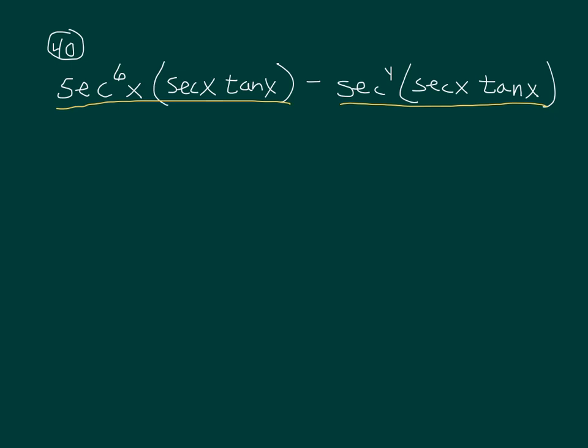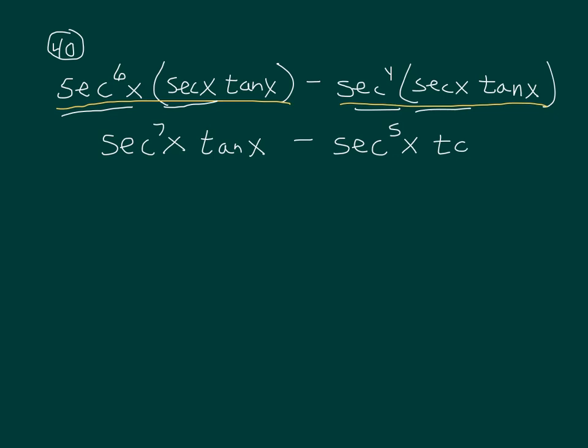So what I've just underlined here are all factors, and the commutative property allows us to rearrange those. So I can basically take my secant to the 6th times secant x. Like x times x is x squared, we can add those exponents together to get 7 total factors of secant multiplied by a single factor of tangent. And then similarly, if we take our secant to the 4th times the secant, we would have negative secant to the 5th x, just counting up those factors, multiplied by a tangent.